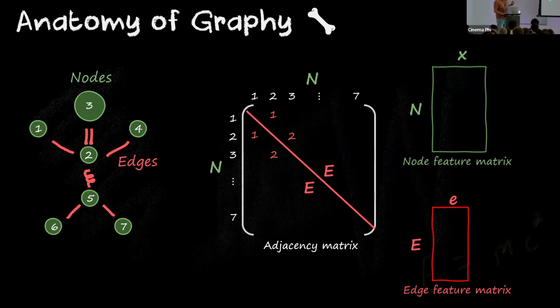This is what you'll find in the adjacency matrix, or sometimes it's just represented as the connectivity with the rows and columns of that matrix. You'll find the node feature matrix and the edge feature matrix, and the goal is to see how you can propagate this information between nodes and edges for your graph neural network.